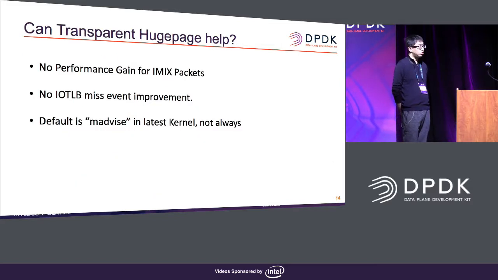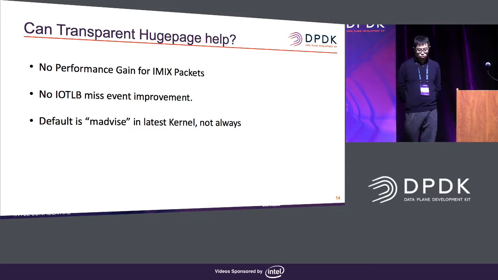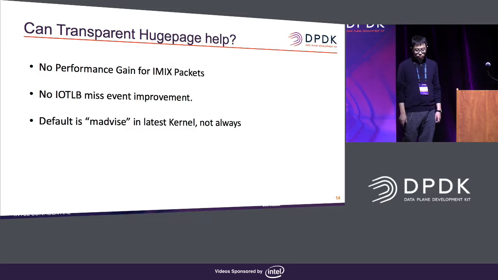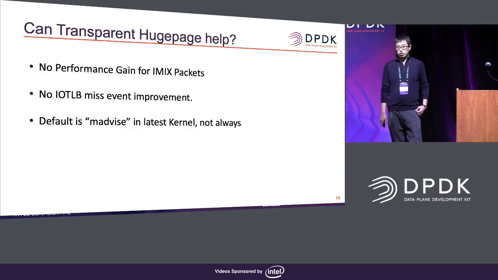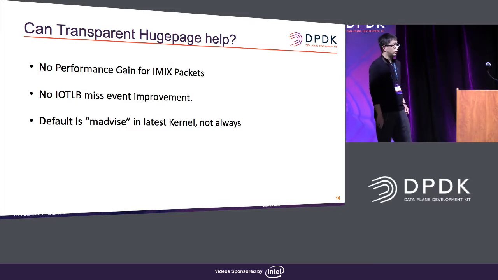Also, we know that we have transparent Hugepage. So we also tried some test scenarios with transparent Hugepage, but we saw some unstable performance gain at small packet sizes. If we inject with IMIX packets, we don't see an obvious performance change. Also, we found that transparent Hugepage can reduce the TLB miss rate to a very low level, but the IOTLB miss event rate is still very high.